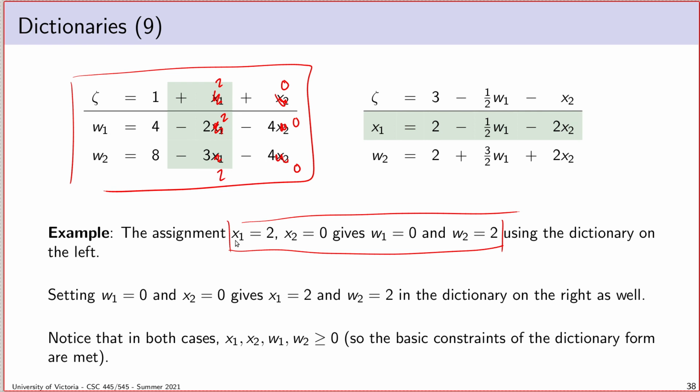Suppose that I plug in the same variables on the right. So on the right, let's see, my independent variables are W1 and X2. So W1 equals 0, so I set this to 0. And I set X2 equal to 0. This one should be easy. Okay, and that gives me X1 equals 2 and W2 equals 2, which looks about right to me.